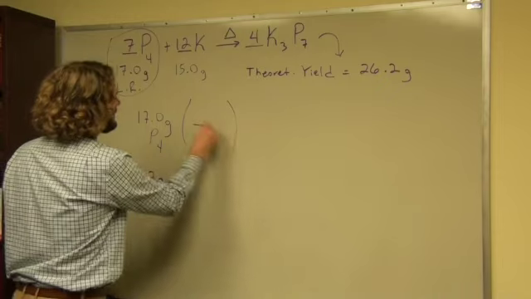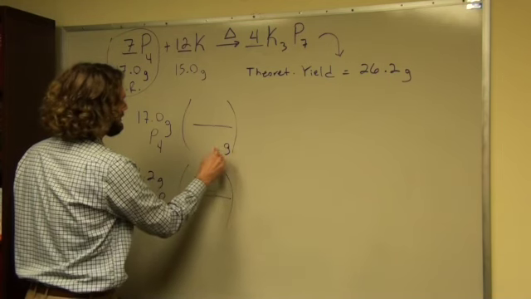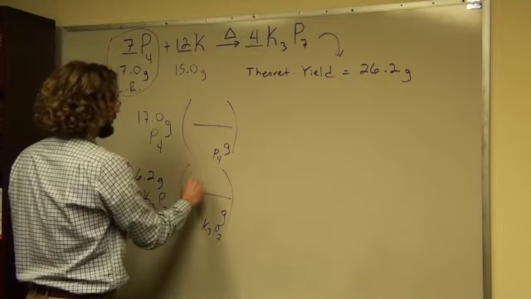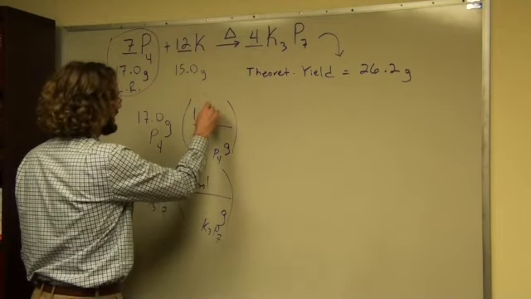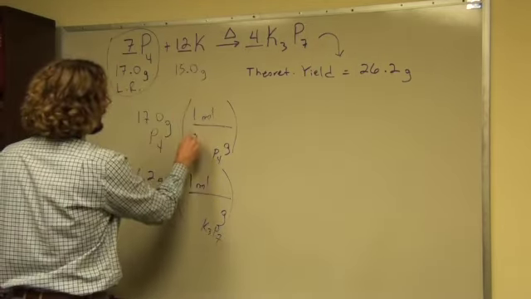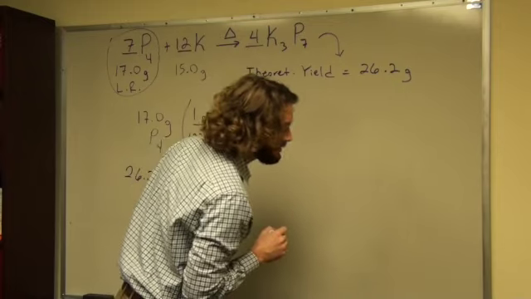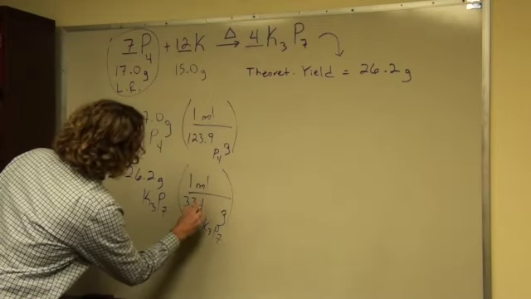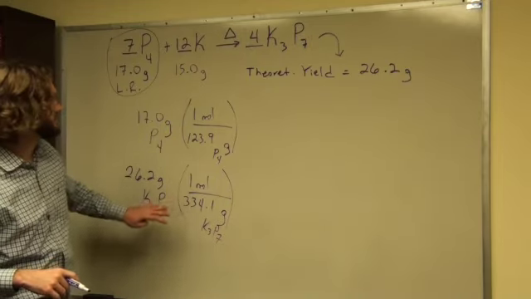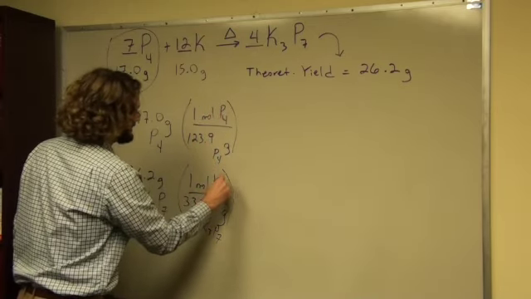And we're going to need to get into the realm of moles to do stoichiometry, so I'm going to convert each of these to moles of that substance. Okay, so there's going to be some number of grams of P4, some number of grams of K3P7, for every 1 mole of that substance. And if I get those numbers really quick, well, 123.9 grams of P4, and then for K3P7, 334.1 grams of K3P7 per 1 mole. So now we have the molar masses in place. That gets us to moles of P4 and moles of K3P7.